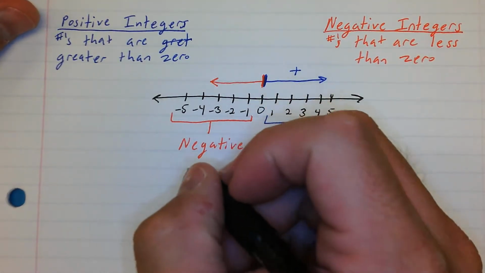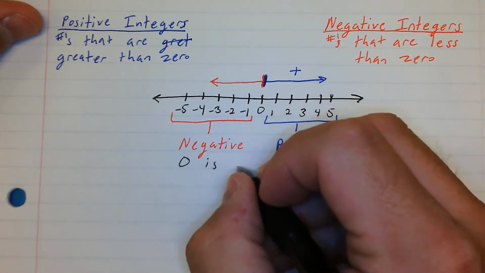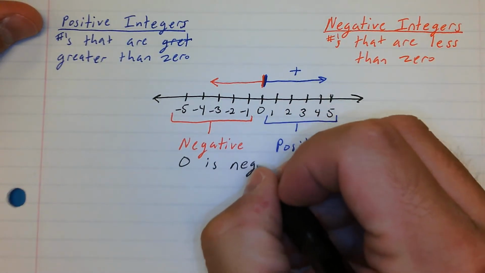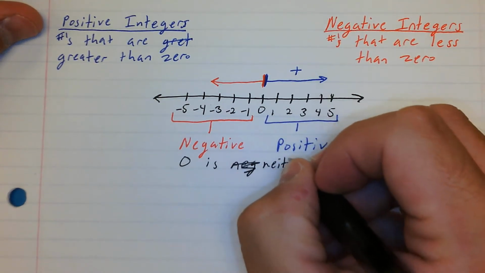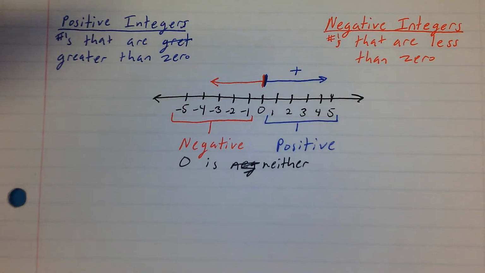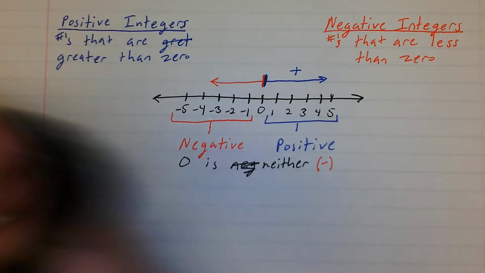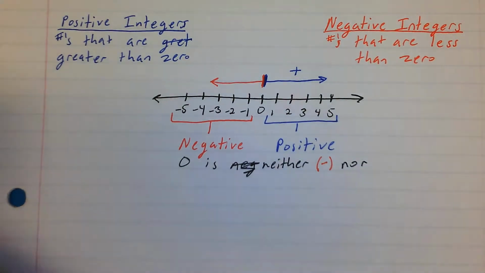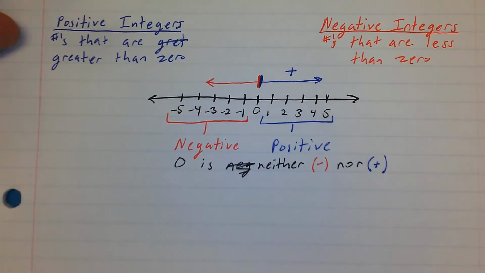What about 0 itself? Well, 0 is neither negative, man, I'm not able to spell today. It is neither negative nor is it positive. It's just neutral. It's just 0.